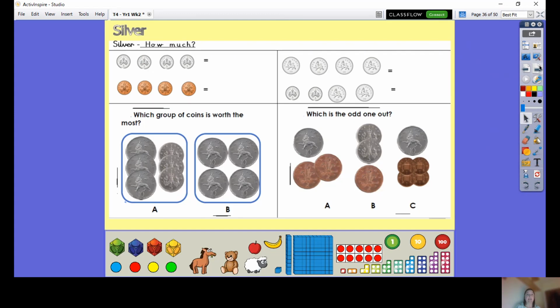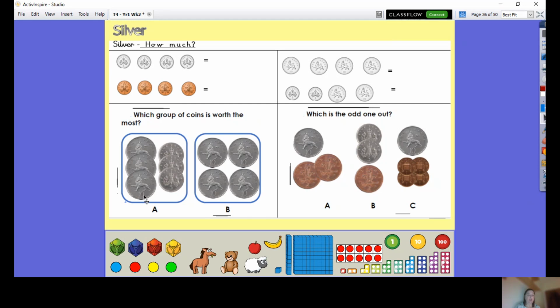Okay, so this is your work for today. It's working out the values, how much. So here we can count in 5s. Here we can count in 2s. Here we can count in 10s. And then here we've got a mixture of 5s and 10s.